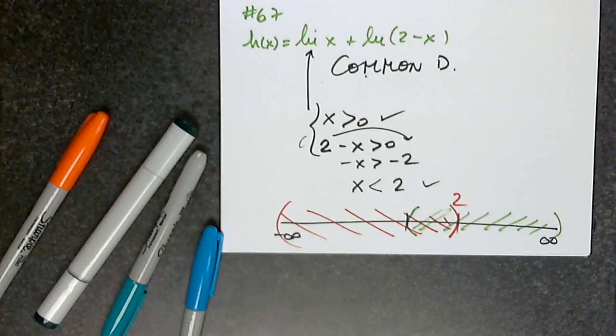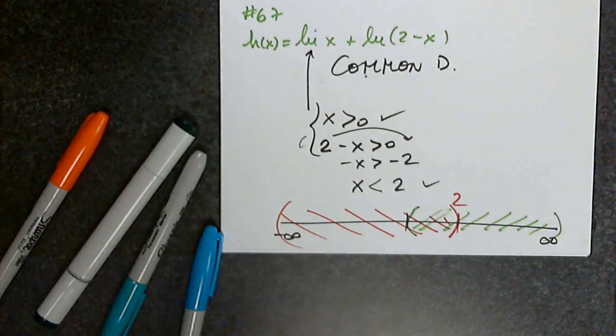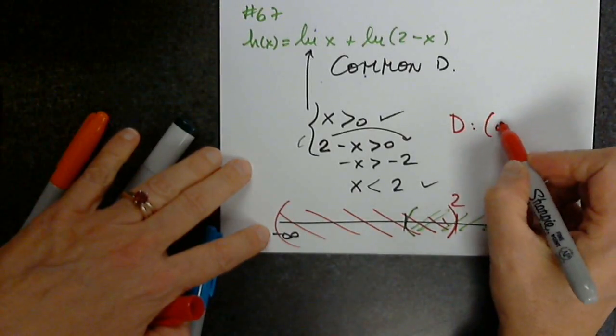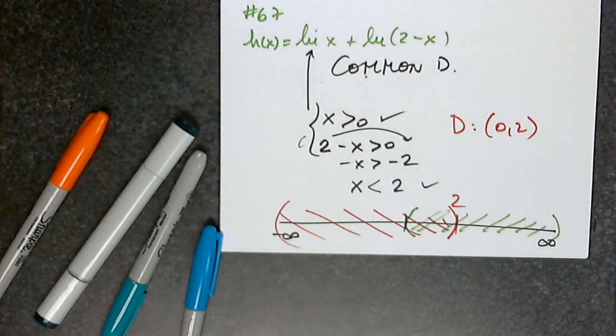If green overlaps with red, or vice versa, then this function exists only for the overlap. If there is no overlap, this function cannot be created. It doesn't exist, it's useless. So the domain is 0 to 2. That's it. The domain is indeed 0 to 2. Any questions?